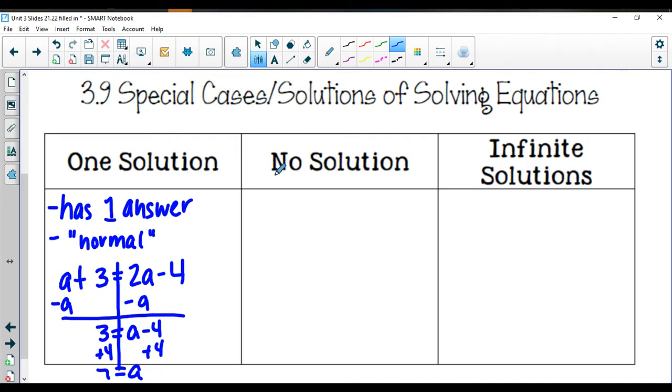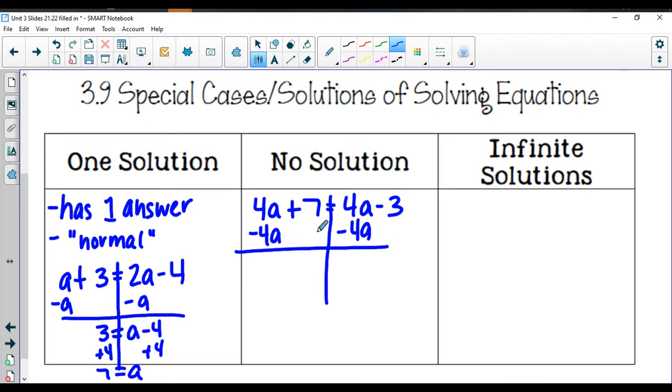Another thing that can happen is when we have no solution. So I'm going to start off with our example here. If we had 4a plus 7 is equal to 4a minus 3. Notice that the a's are the same, so I'm just going to subtract from the left side. It doesn't really matter. And when I do this, I'm left with 7 is equal to, these cancel out as well, 7 is equal to negative 3.